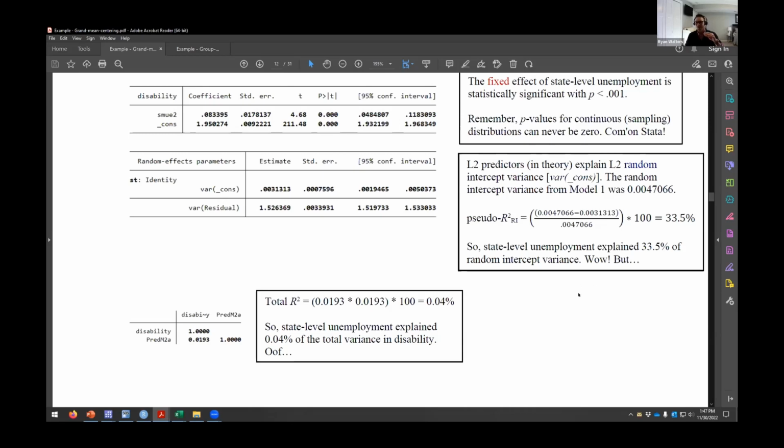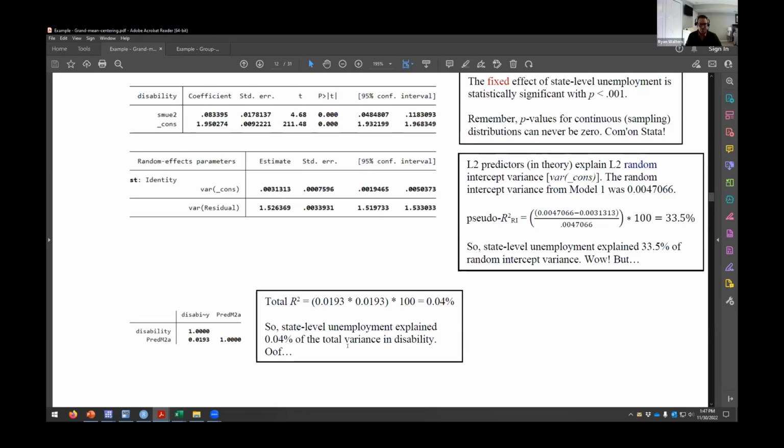And so the way we actually slap ourselves in the face with that piece of knowledge is by calculating total R-square. So the correlation between the predicted values and the observed disability scores is 0.0193. If we square that, unemployment has actually only explained 0.04% of all of the variance in disability. So we have 99.96% remaining. Oof is right.